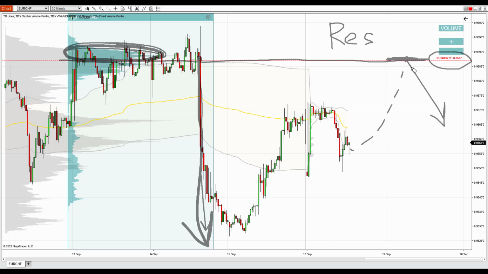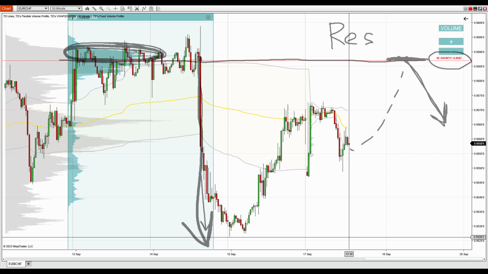When the price reaches this level, we can take it from here. Chances are that there will be a reaction.